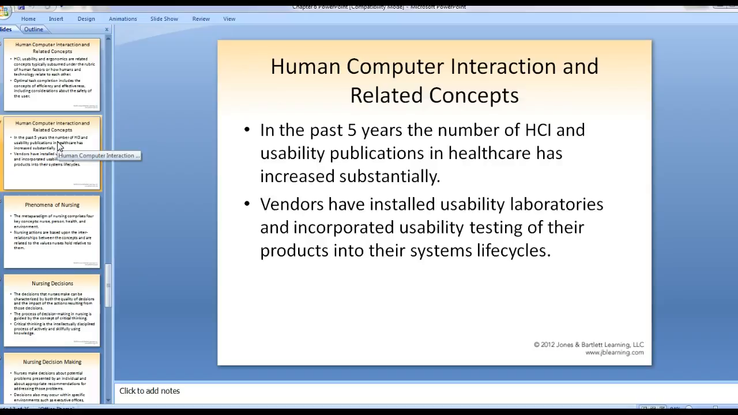Human-computer interaction. In the past 5 years, the number of human-computer interaction usability publications in healthcare has increased. And vendors are installing usability laboratories and incorporating usability testing and other products into their systems life cycles. Usability testing should be a constant theme when implementing informatics into healthcare. Finding out if it's effective, if it's efficient, is it usable, are you improving, are you hurting people by using it? That needs to be done constantly, not just once and every 3 months, but always worked into the system's life cycle.